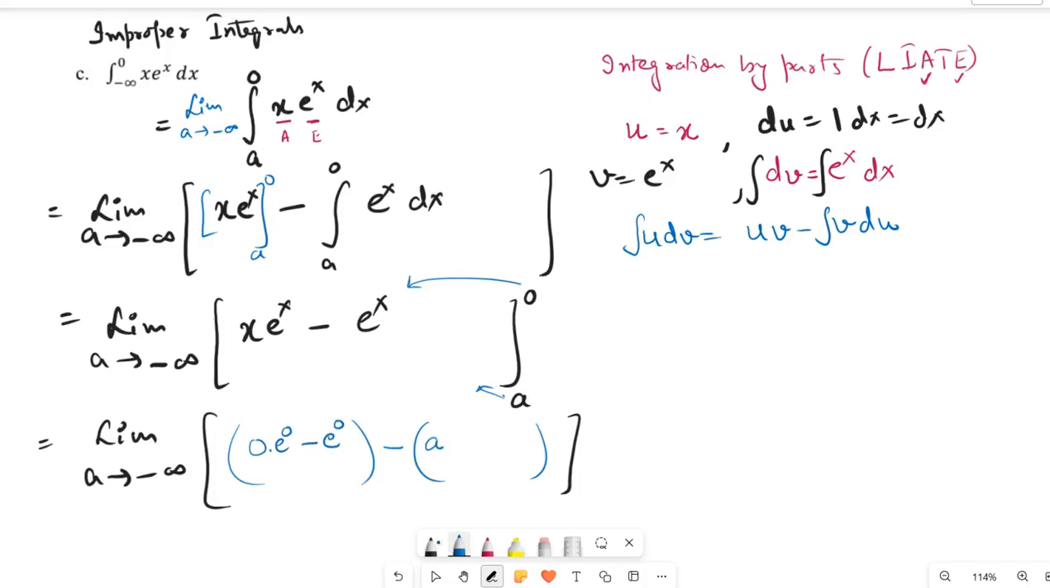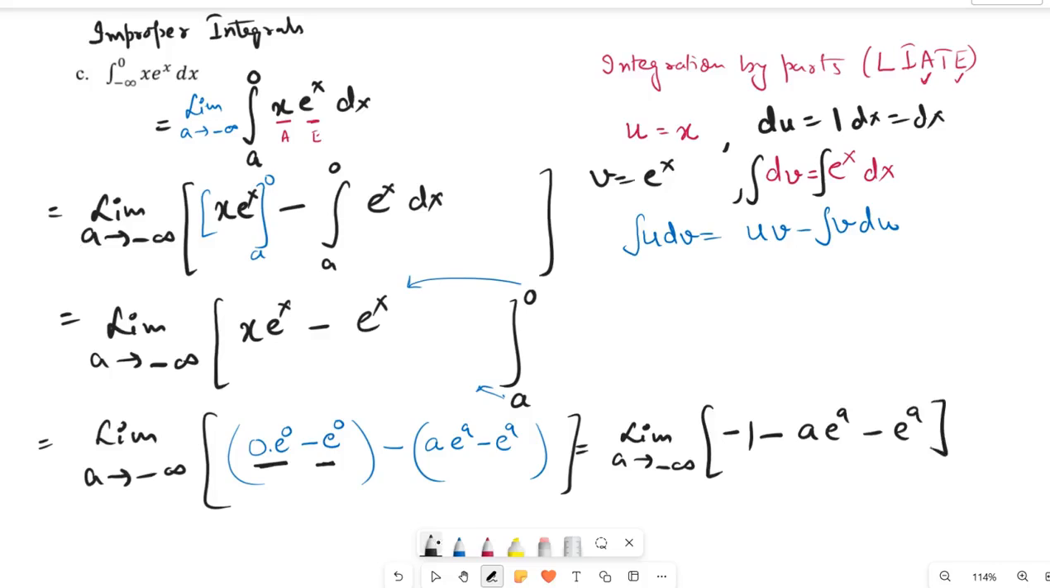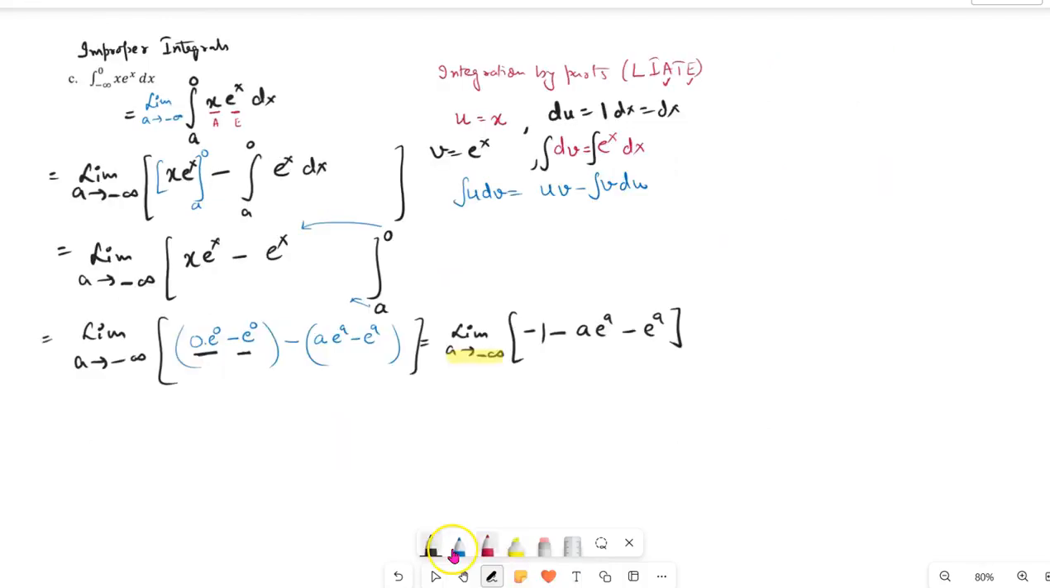When I put a, it's going to be a times e to the power a minus e to the power a. 0 times anything is just 0 and e to the power 0 is 1. So what do we have? Just negative 1 here, minus a times e^a minus e^a. And we need to take the limit of that as a approaches negative infinity. Now this one is e to the power a. When a is approaching negative infinity, it will become approximately 1 by infinity, which will approach 0 basically. So the last one is easy.